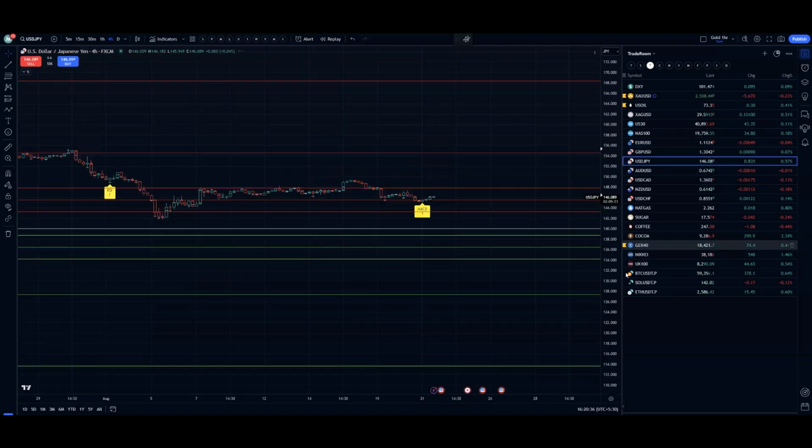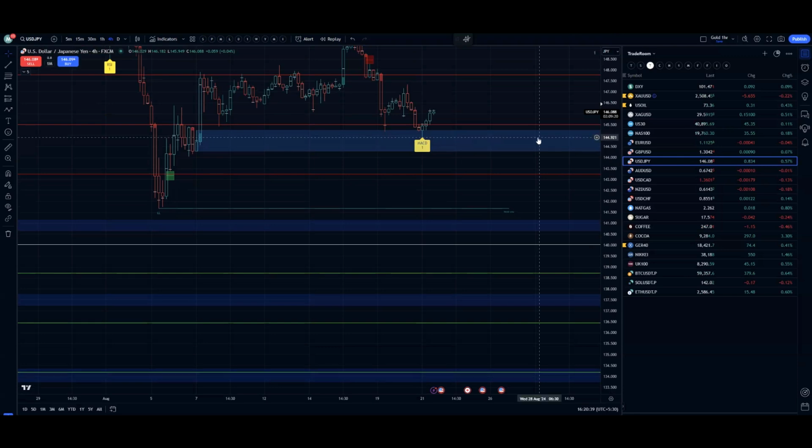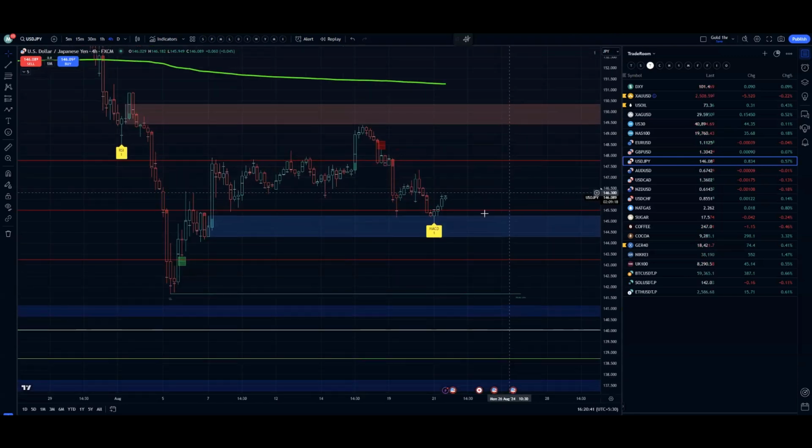USD JPY, as we targeted, worked again, yet again, pretty well. It went to that order block which we were expecting, and then bounced back 100 pips plus. So yeah, that's very good as well.